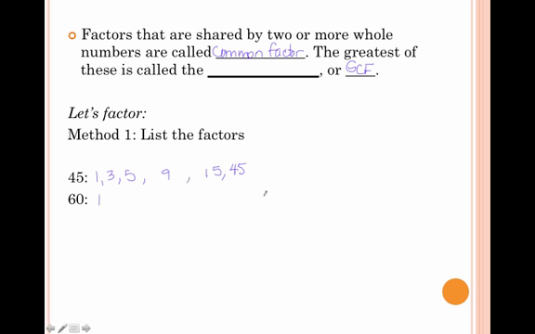My 60 is 1 and 60. 2, 30. You can do this however it makes the most sense for you. I'm just trying to quickly go through and find all my factors. I've got 4, 15, 6, and 10. Okay, so if I look down my list, I can see that the greatest common factor here is 15. Okay?